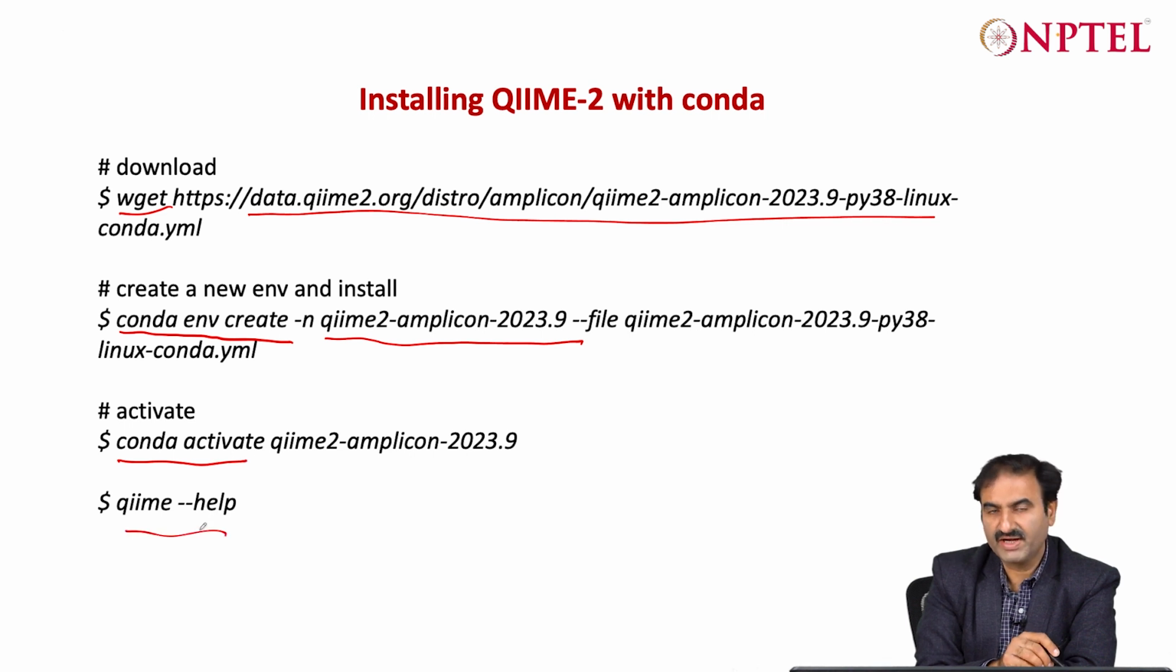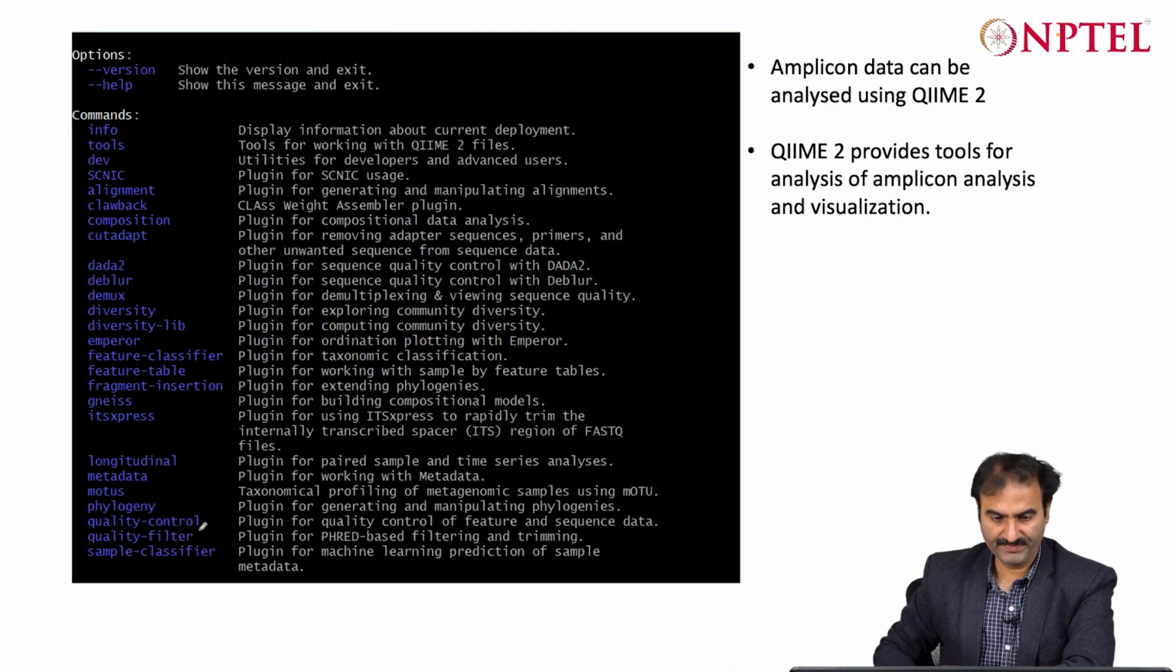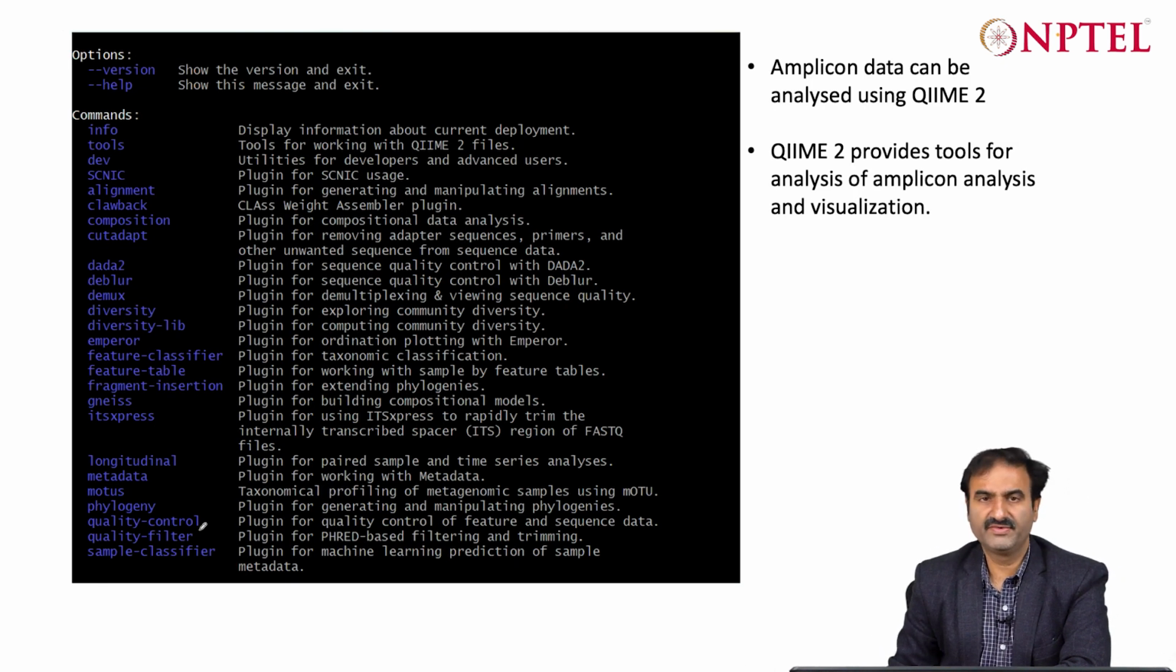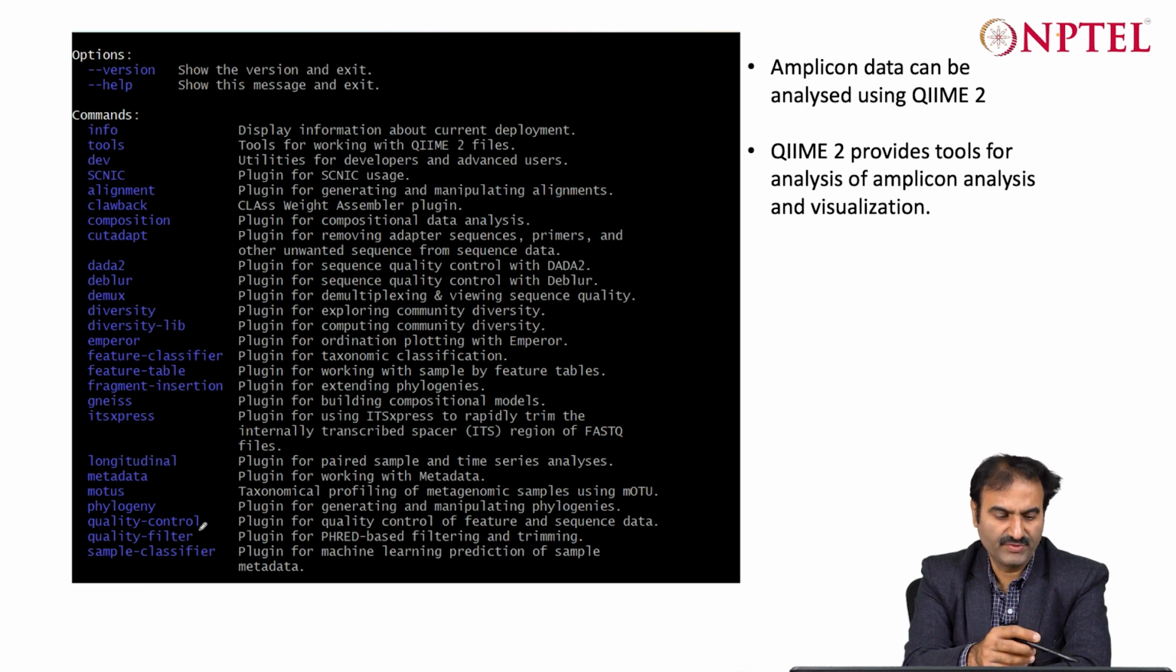Then for any further instructions or parameters we can do QIIME help. These are the various options available in QIIME to calculate diversity, features, or composition. You can use a combination of these options, or any of them, for further refining your command line for the QIIME analysis.